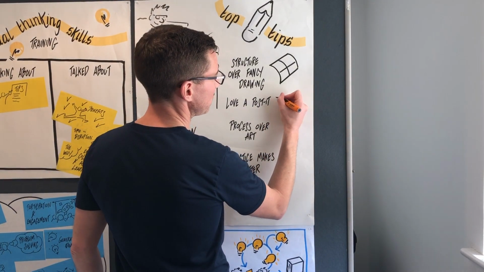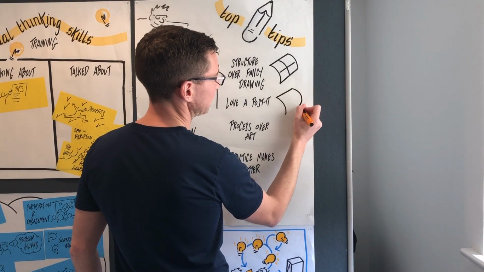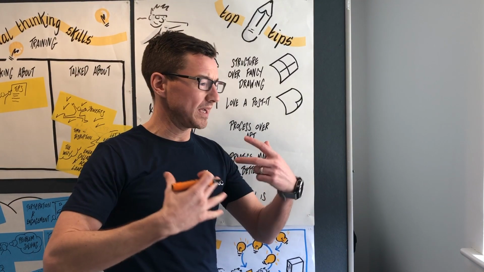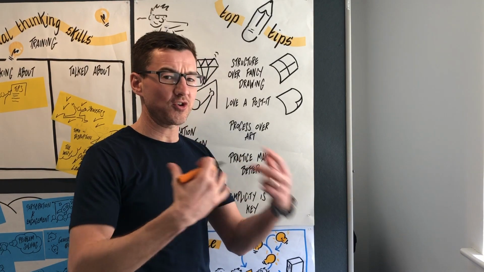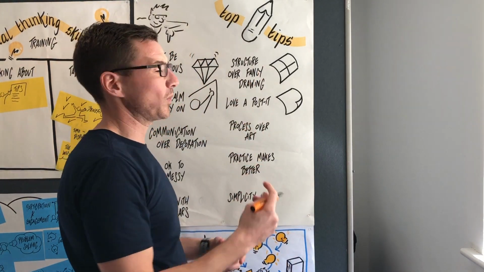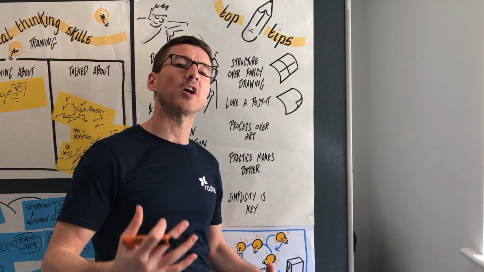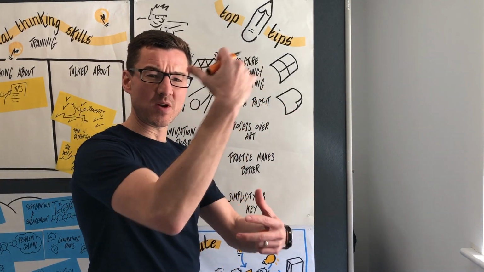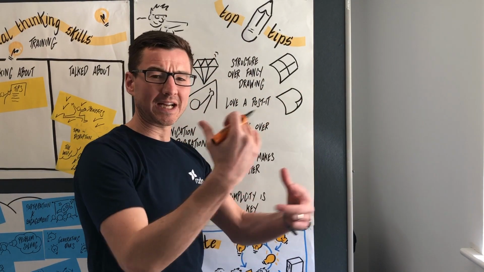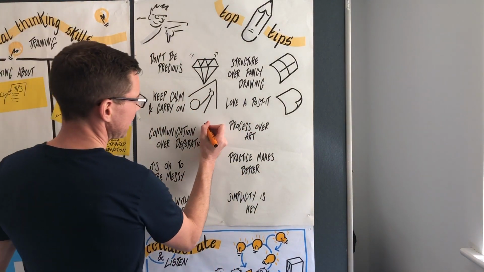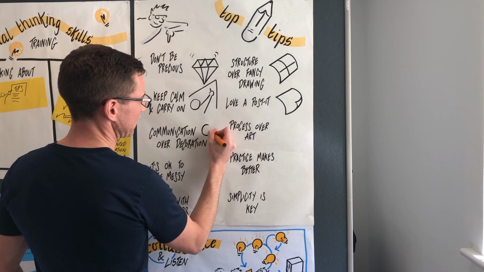Love a post-it or a sticky. When we're drawing and we're sharing ideas and we're going through that thought process, whilst we're adding a little structure to a flip chart or an online mural, post-its are a great way to quickly jot down those ideas, to cluster and rearrange. Now, this is super important.